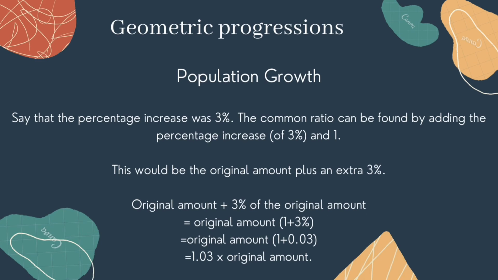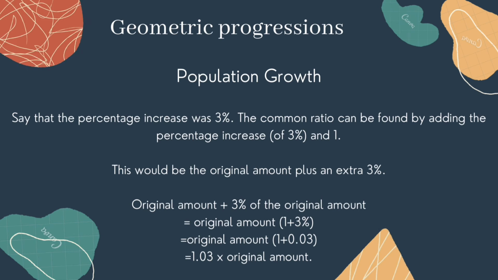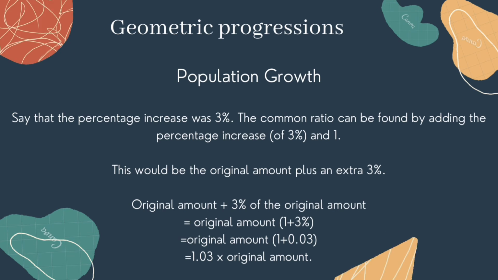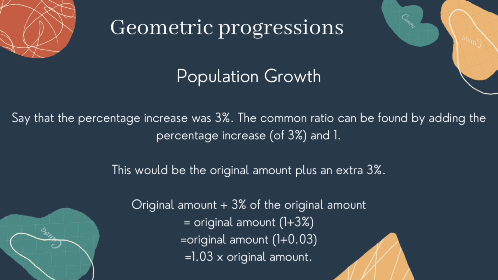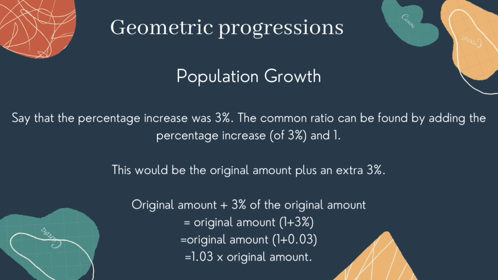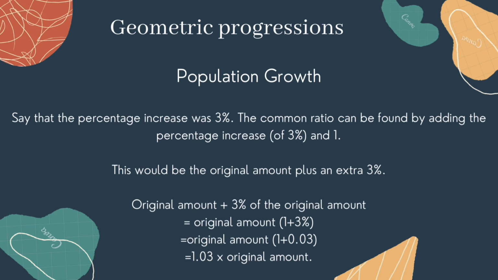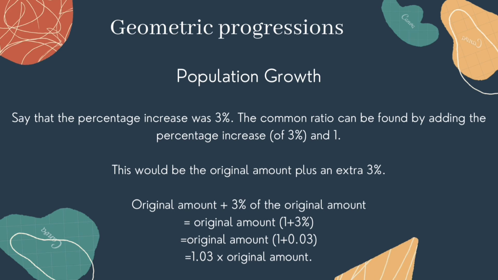In geometric progressions, we can use it to calculate population growth. Say that the percentage increase was 3%. The common ratio can be found by adding the percentage increase of 3% and 1. The formula shown below shows the method to calculate the population growth.